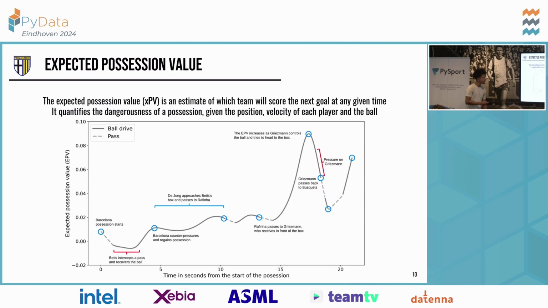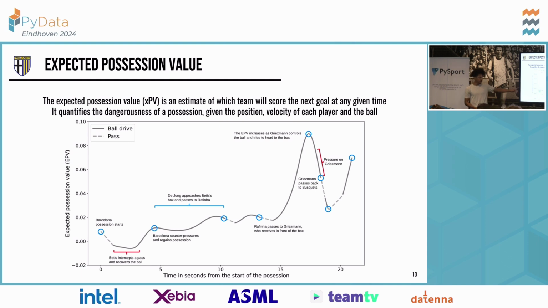And to explain a little bit, the expected possession value is an estimate of which team will score the next goal based on the current dynamics of the game. So here you can see the timeline of the expected possession value. It's between -1 and 1, and it's positive when the team is more likely to score, and it's negative when it's more likely to concede a goal.